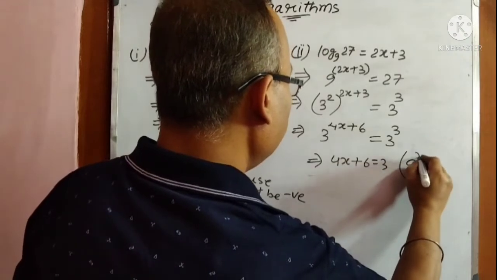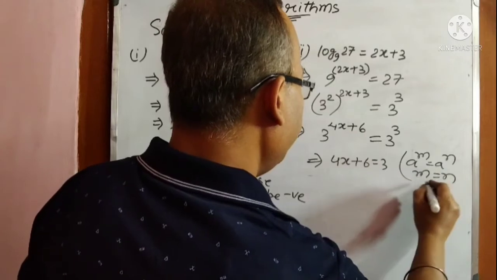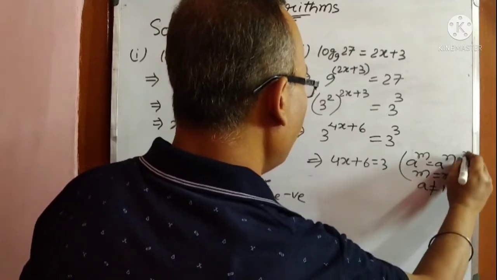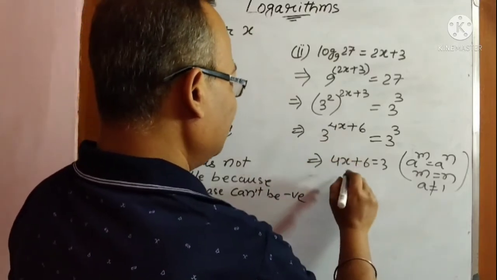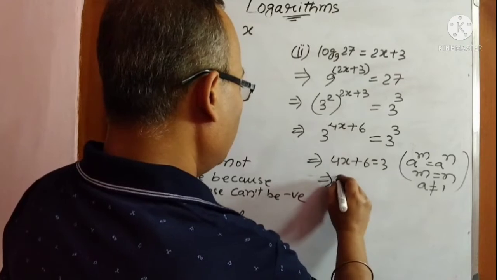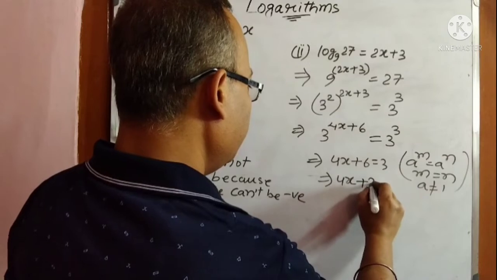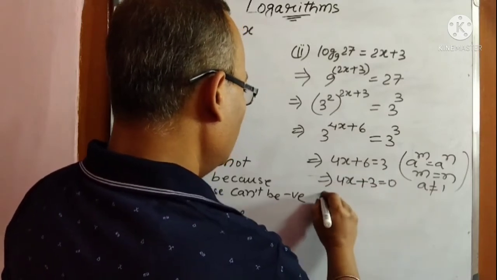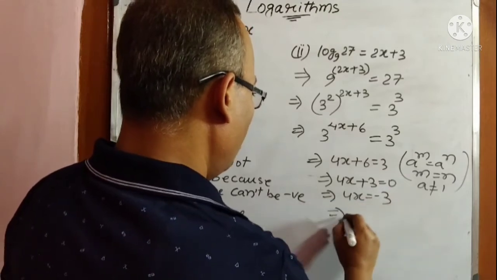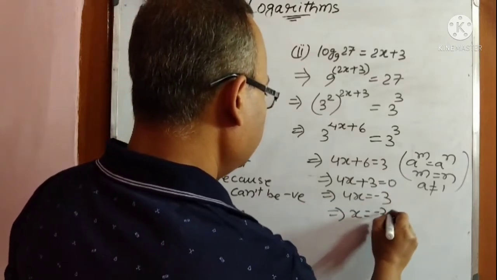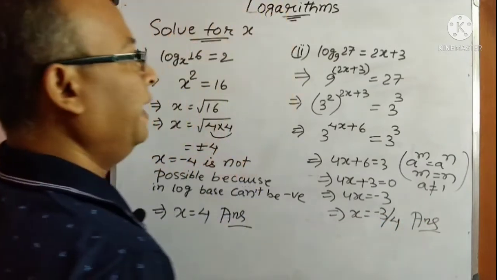So it will be 4x plus 6 is equal to 3. Same, a to the power m is equal to a to the power n, then m is equal to n, where a is not equal to 1. So here a is 3, not equal to 1. So 4x plus 6 is equal to 3. So your 4x it will be what? 6 will come this side, so 4x is equal to minus 3, or x will be equal to minus 3 by 4. So this is the value of x.